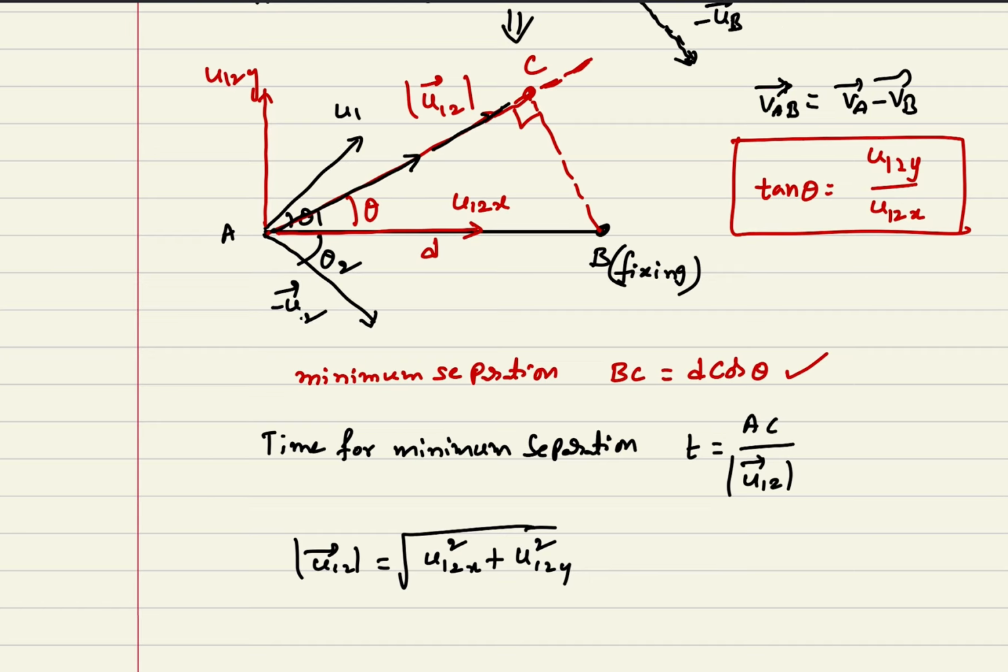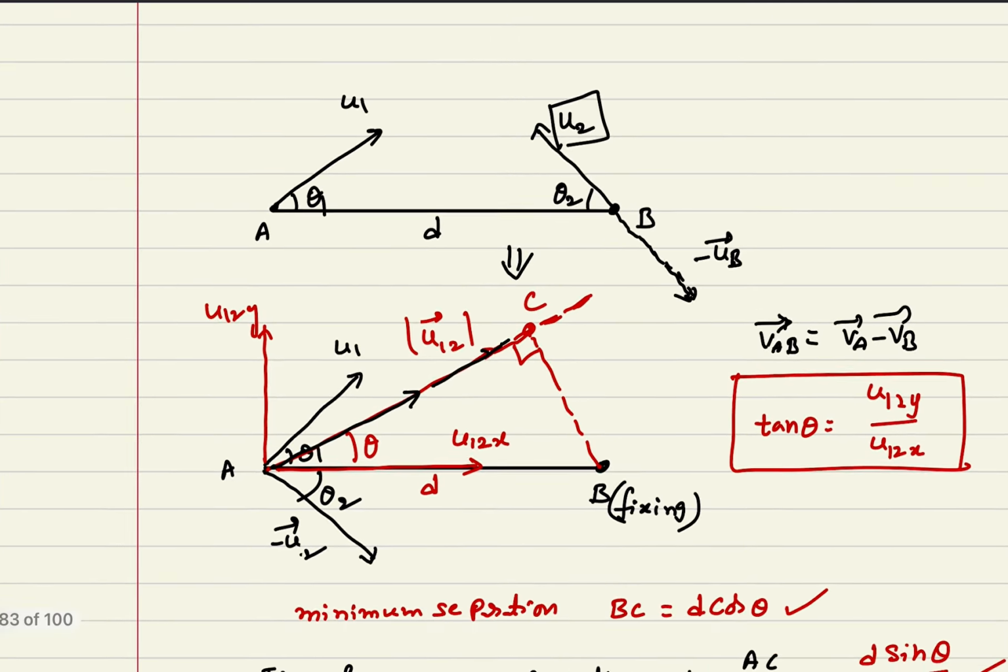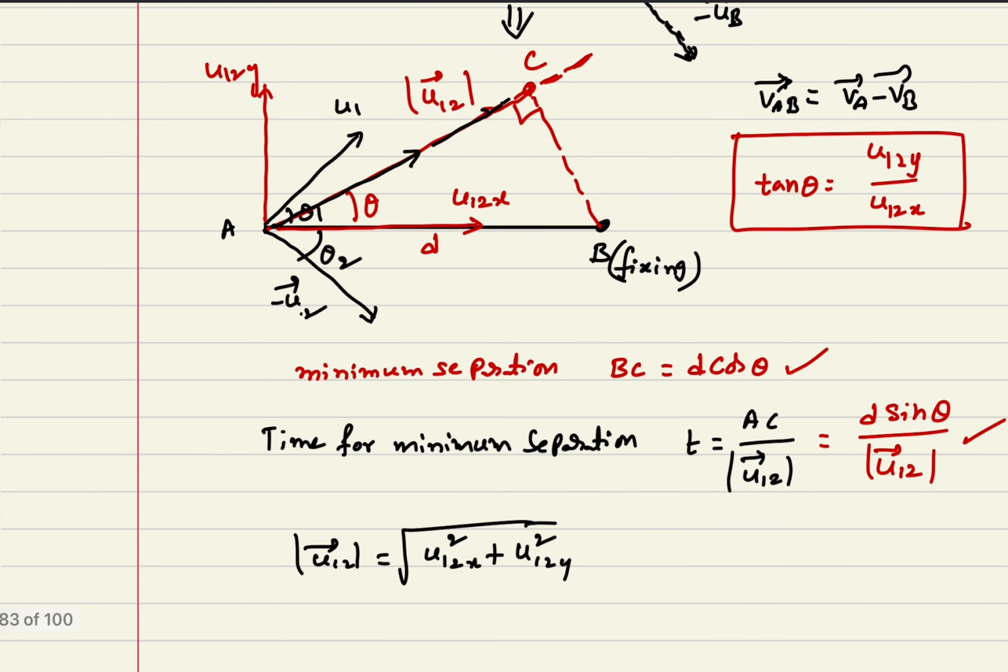This is UB bar I have written, so it is minus u2. Now from this you can write AC is equal to d sin theta divided by the magnitude of u12 bar. As per the question you can substitute the values and get the answer. Observe carefully, I have given two things: collision between two projectiles and time for the collision, and minimum separation between the particles and time for minimum separation.